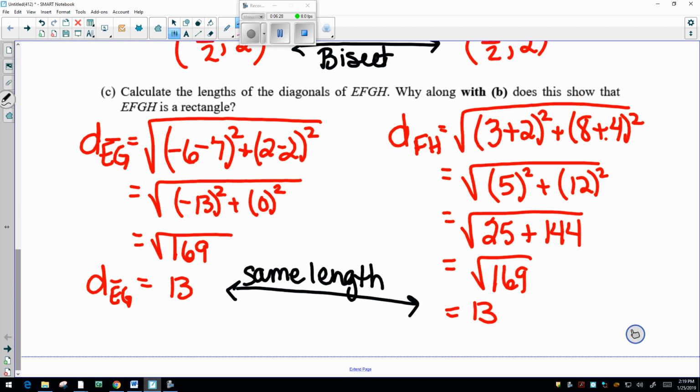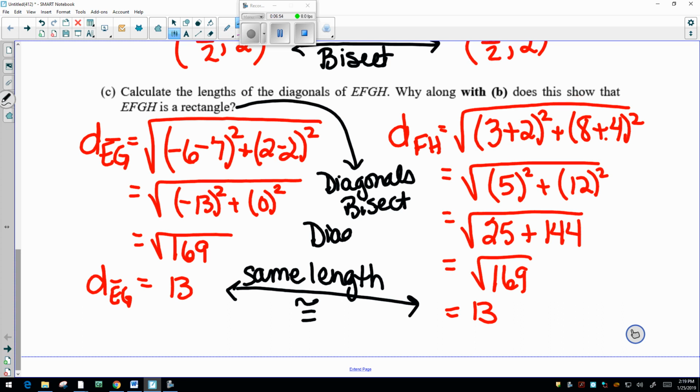So what this is showing me is my diagonals have the same length, and so that means they are congruent. So it's asking why, along with part B, where it shows that they bisect, that proves it's a rectangle. Well, the properties of diagonals of a rectangle are that not only do the diagonals bisect, that's just a plain old property of a parallelogram that carries over, but then the more important property that separates a parallelogram from a rectangle is the fact that the diagonals are congruent. So once you have a parallelogram, which we did from this part, that also has diagonals that are congruent, which we found with the same lengths, we have now proven that it is a rectangle.